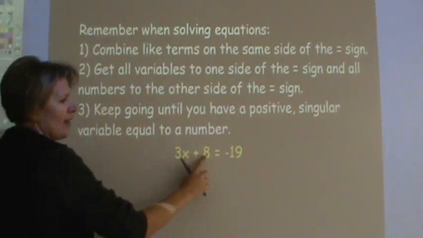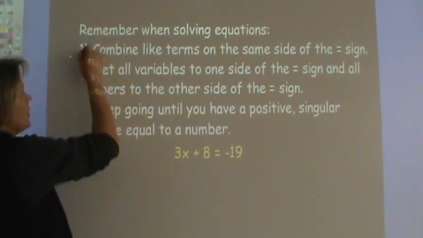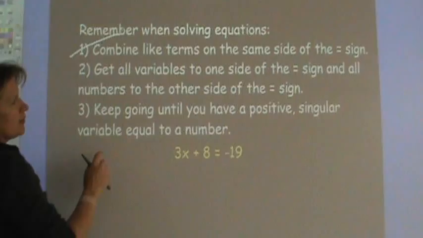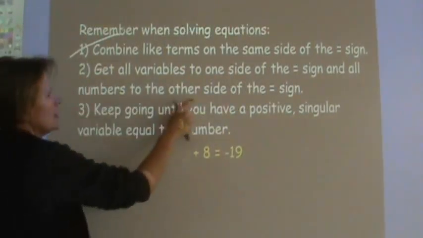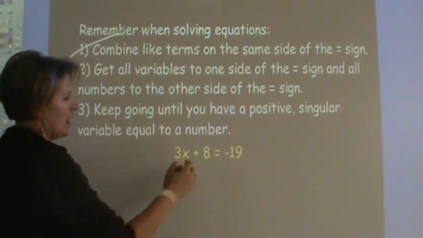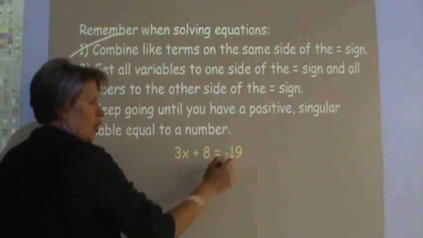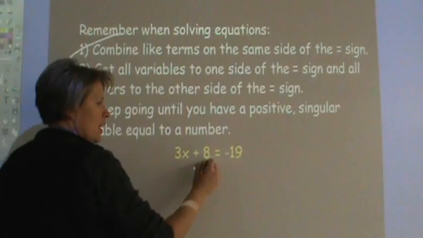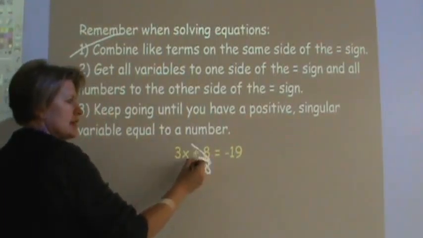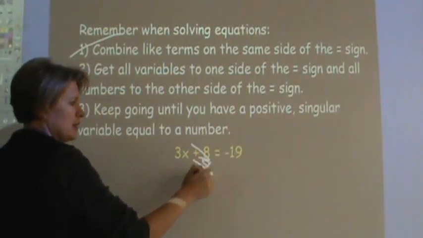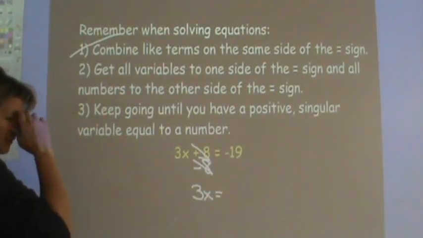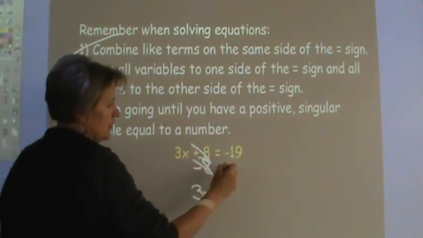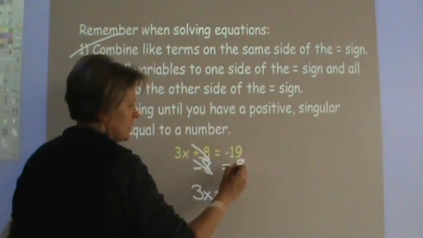All right, I don't have any like terms on this side, so I'm done with number 1. Number 2, get all variables to one side of the equal sign. Okay, all my x's are over here. All numbers to the other side of the equal sign. Okay, so I need to get this 8 over there. So remember, if I subtract 8 from 8, that's 0. Okay, and 3x plus 0 is just 3x. So we're trying to get x by itself. So if I subtract 8 from here, I have to subtract 8 from here.